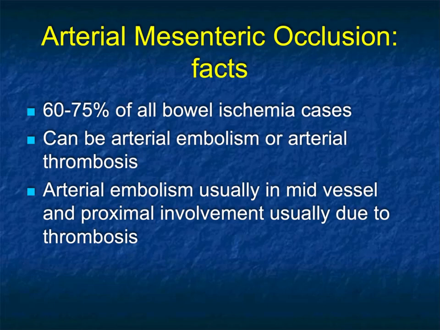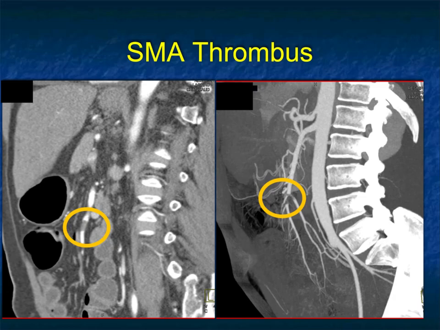Thinking about mesenteric occlusion, up to 75% of all bowel ischemia cases can be arterial thromboembolism or arterial thrombosis. Arterial embolism usually is in the mid-vessel, and proximal is usually due to thrombosis. So again, when you have embolic phenomena, it's usually distally, and these are the ones that are commonly missed. So if you look at this case, the celiac and the SMA look good. Look how good the SMA looks till it looks bad. There's a clot there. Okay, embolism.